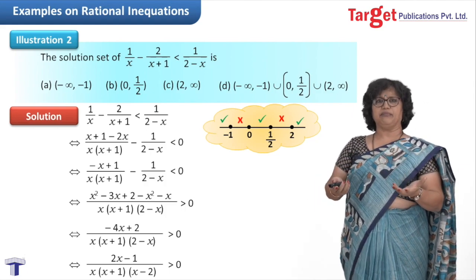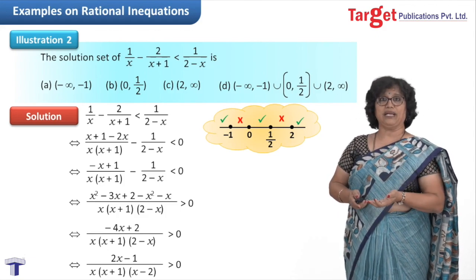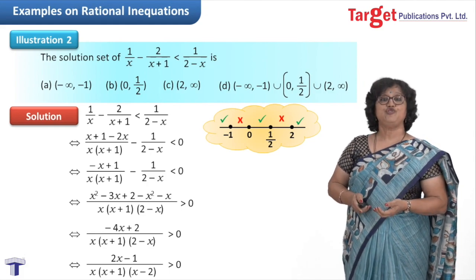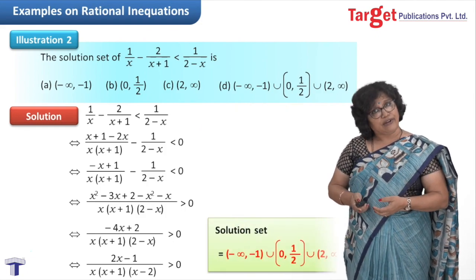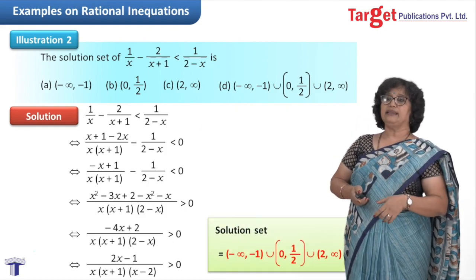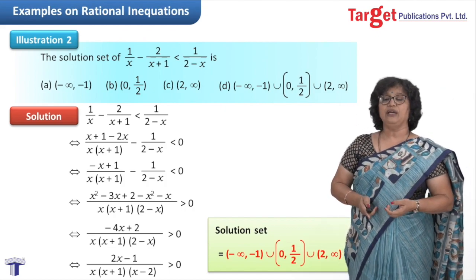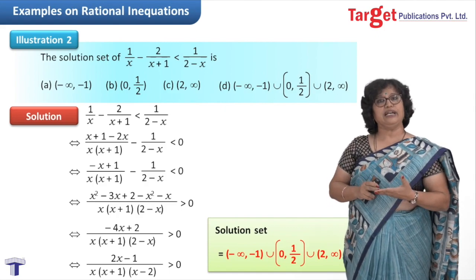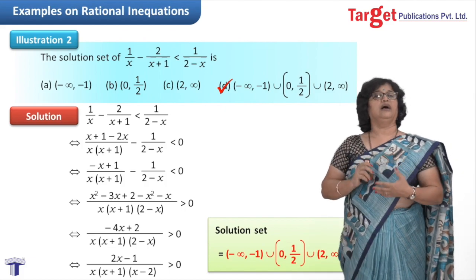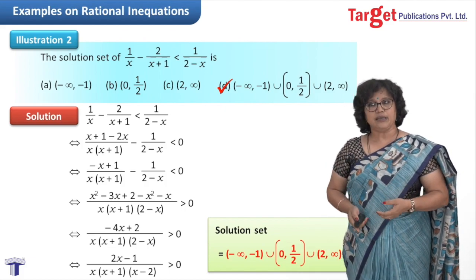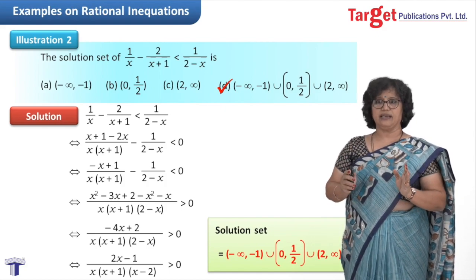Now what method is preferred? Method of intervals. Pick up any interval and any point from that interval. Substitute in the expression and check whether sign is retained or not. Then I get that minus infinity to minus 1 will satisfy. Then I get 0 to half, that will satisfy, and then 2 to infinity will satisfy. So my solution set is minus infinity to minus 1, union 0 to half, union 2 to infinity. And that seems to be the D option. So you have arrived at the solution set.